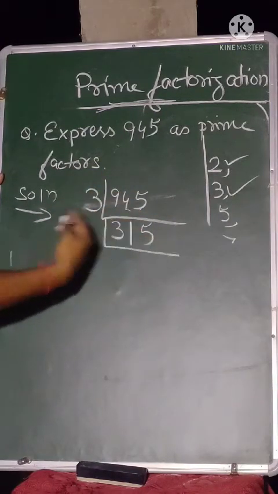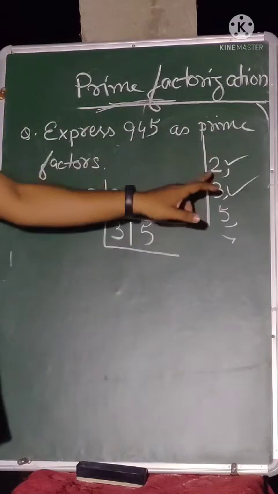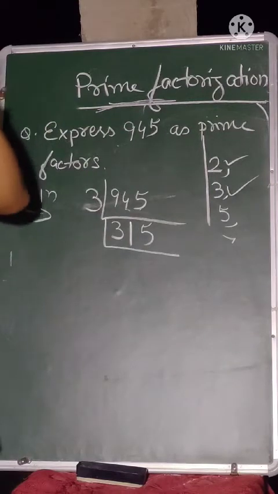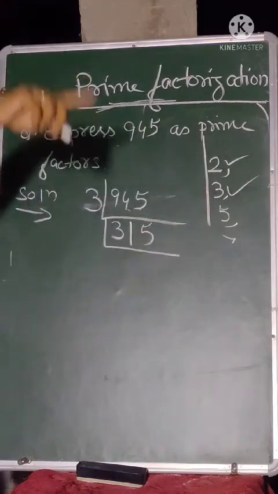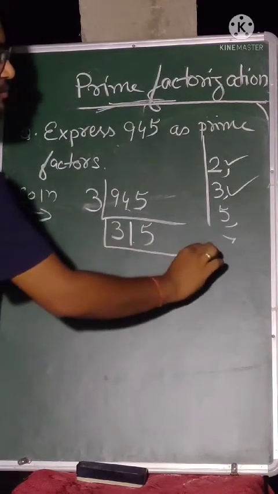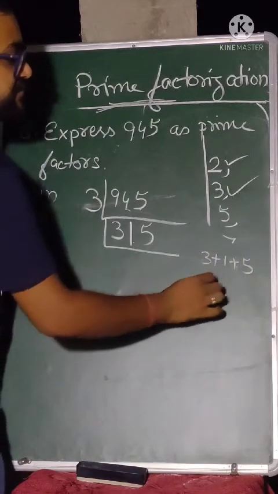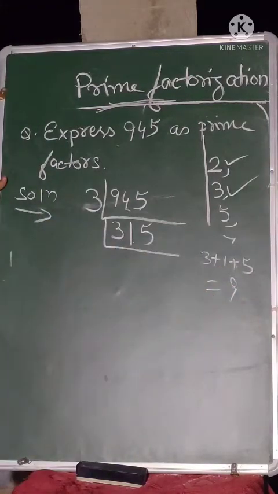Clear? Then again let us check whether it is divisible by 3 or not. You should know the divisibility test of 2, 3, 5, everything. Otherwise it will be a problem for you. All the divisibility tests should be clear. Now to check whether it is divisible by 3 or not, what was the divisibility test of 3? The divisibility test of 3 says that we have to add all the digits. So when you add all the digits, 3 plus 1 plus 5, how much will you get? It will be 9. 9 means this number is divisible by 3. So 315 will also be divisible by 3.